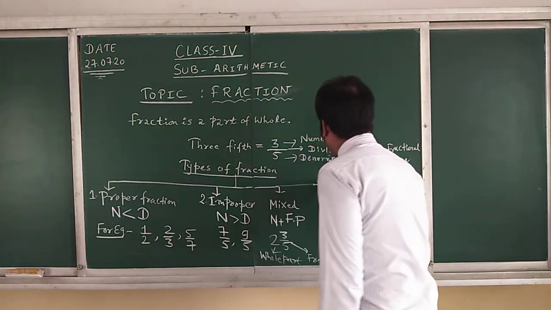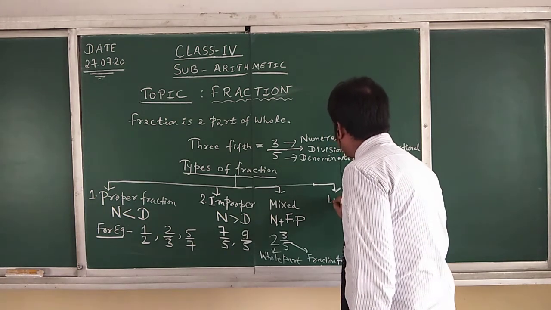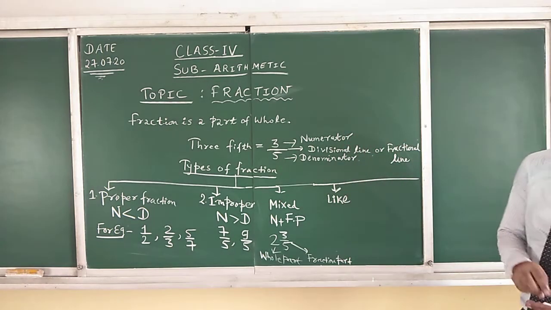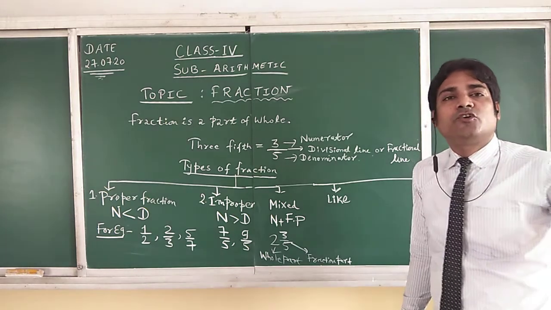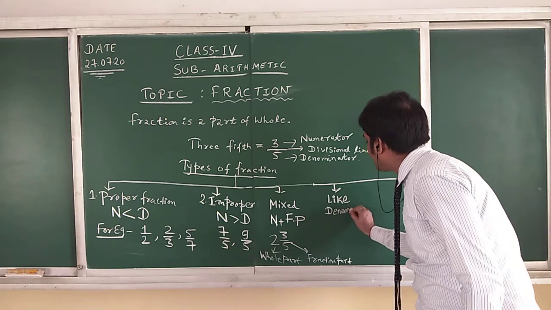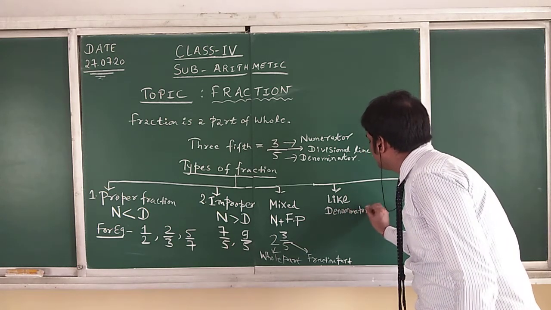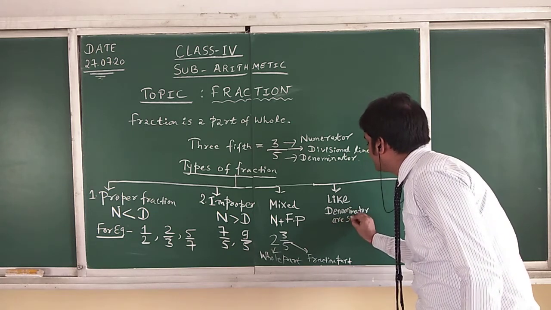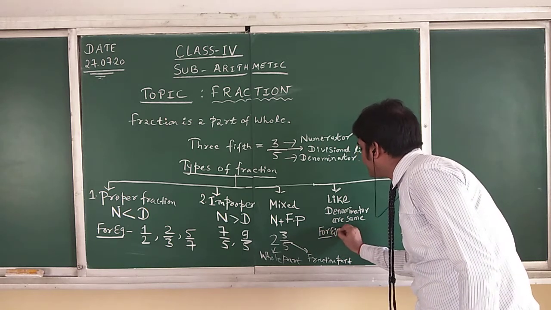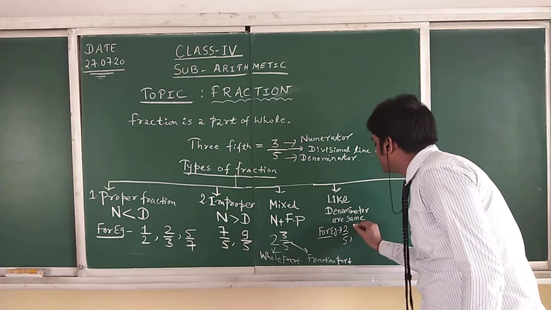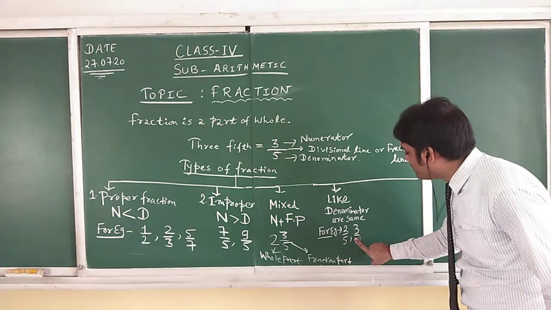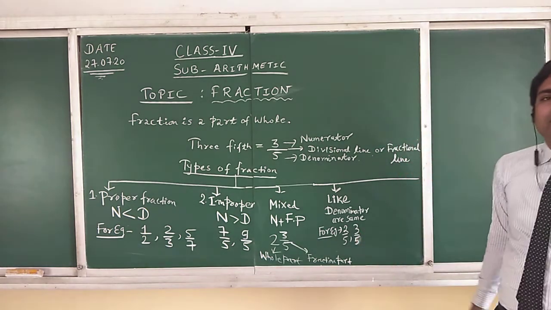Now the next type of fraction is like fraction. What is like fraction? Like fractions are those fractions whose denominators are the same. For example, 2 upon 5 and 3 upon 5. Both denominators are 5 here, so both are known as like fractions.